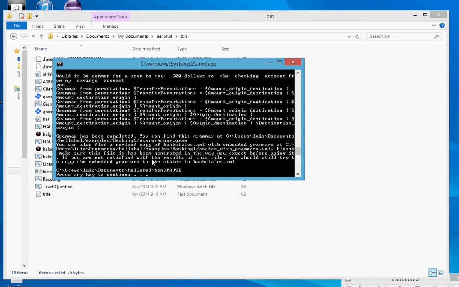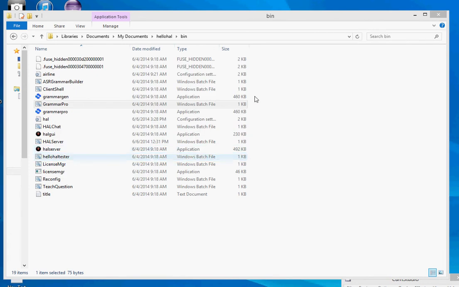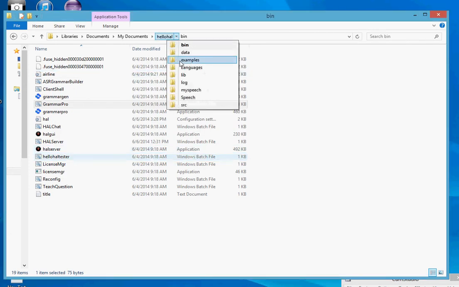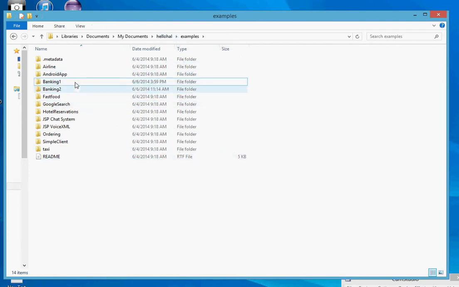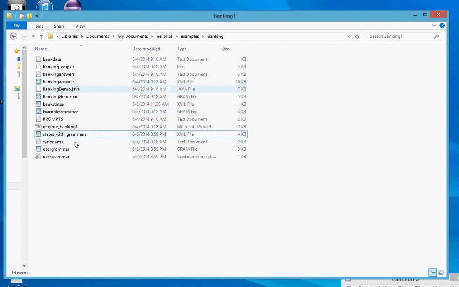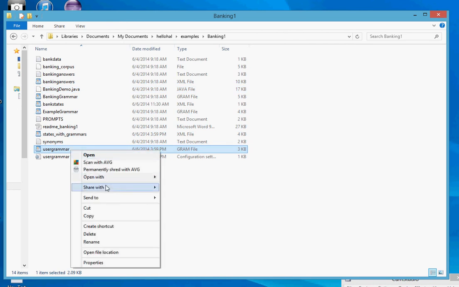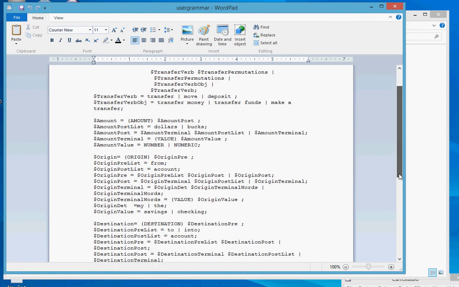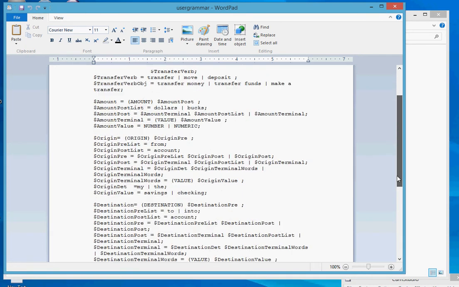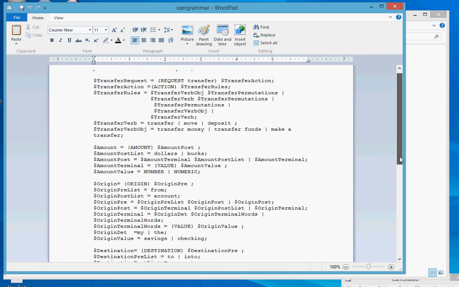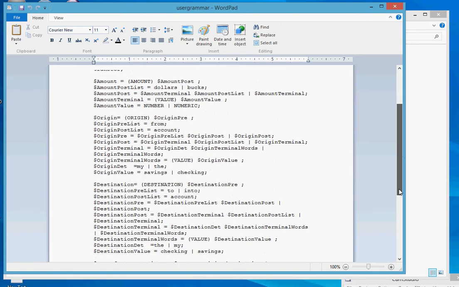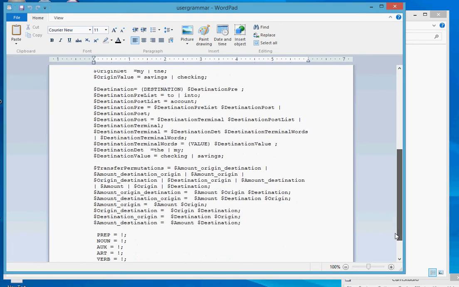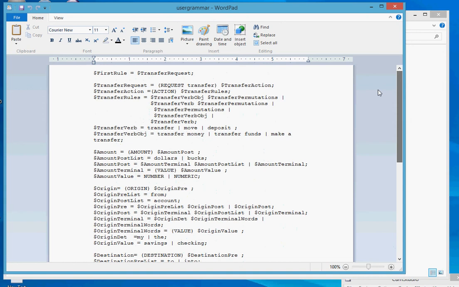And we're done. We're done building the grammar. So let's take a look at the grammar that the GrammarPro has built for us. Okay, it is this file called user grammar. We're going to open it, and this is the natural language grammar that allows the users to say how they want to transfer in various ways.